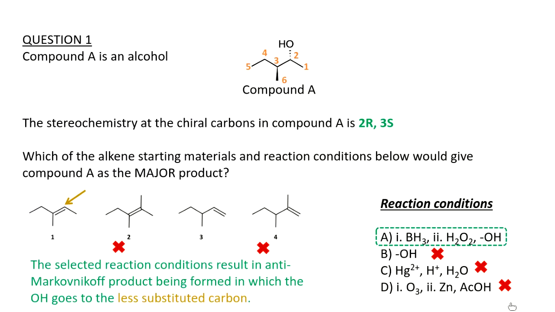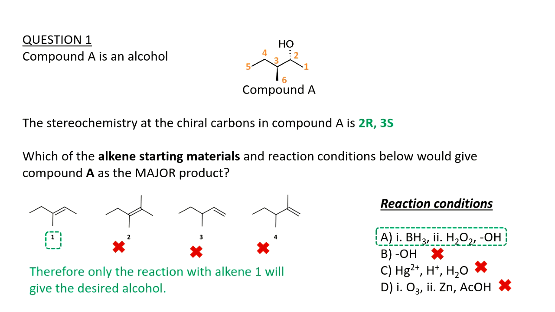So the answer for this: the alkene that will be the starting material will be alkene number 1, and the reaction conditions that will effect this conversion will be borane followed by hydrogen peroxide in the presence of a base.